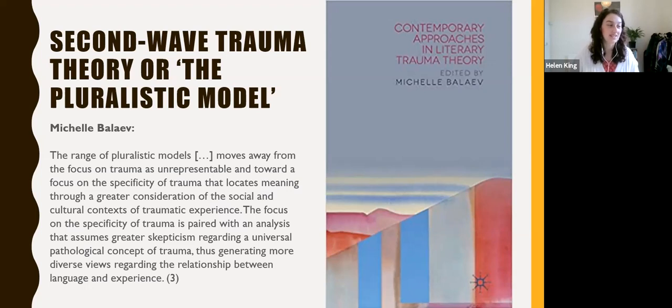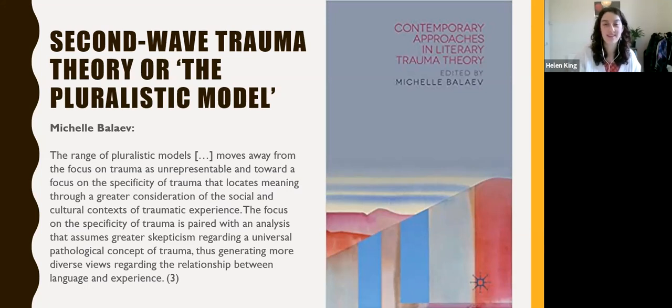The first theorist is Michelle Balaev, and she's the editor of this collection, Contemporary Approaches in Literary Trauma Theory, which is a really useful text for exploring the pluralistic model of trauma. And she says that this model moves away from the focus on trauma as unrepresentable and is more interested in the specificity of trauma that locates meaning through a greater consideration of the social and cultural contexts. And what Balaev argues is that just as we are each embedded in a social context that shapes how we perceive and how we understand the world, so trauma occurs in a particular social context, and the way it's experienced and the way that it's written about is shaped by that social context.